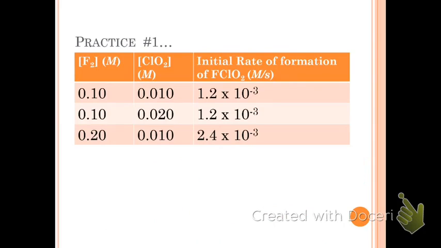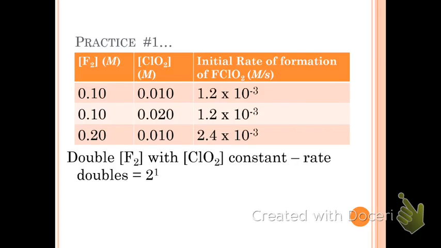Okay, so for this one, the two better experiments that I would say to use, where I want to double, would be experiment 1 for fluorine and experiment 3 for fluorine. Well, why am I using those? In experiment 1 and experiment 3, notice that the ClO2 stays the same, but in experiment 1, F2 is 0.1, and in experiment 3, fluorine gas is 0.2. So that's a doubling. That's cool.